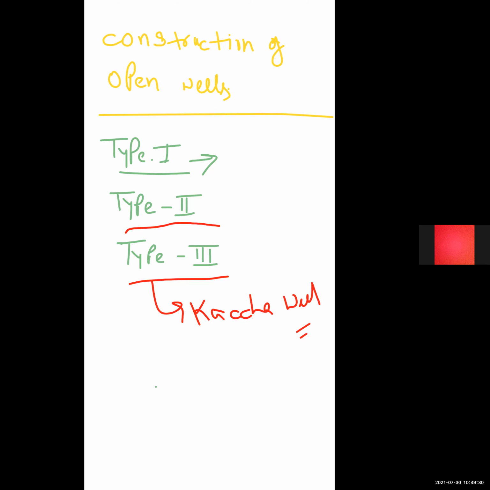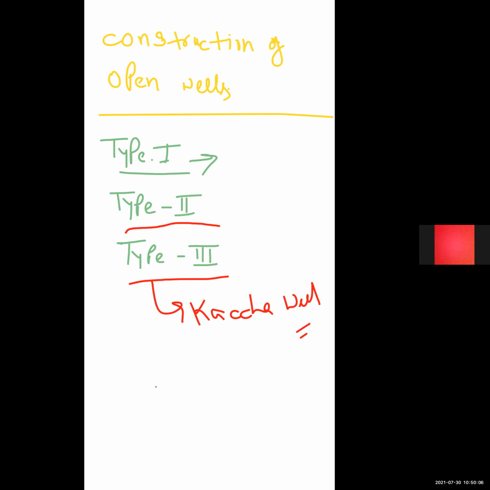Such wells can be constructed in hard soil where the well wall can stand vertically without any support, and they can therefore be constructed only where the water table is very near to the ground. They are very cheap and useful, but they collapse after some time and may sometimes prove to be dangerous. So these are the types of open well construction on the basis of construction.